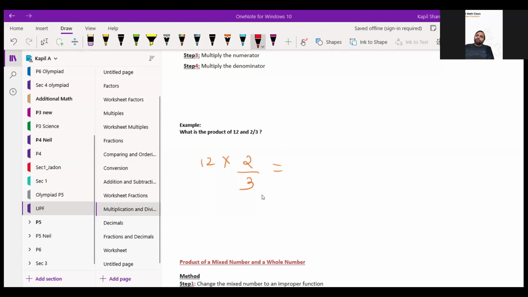Yeah. So, okay, there are multiple ways to solve this, but the simplest one is to multiply 12 and 2 first. Okay, so 12 can be written as 12 upon 1. So we get 24 upon 3, and then of course, you can actually divide 24 by 3. So we get 8. Okay.